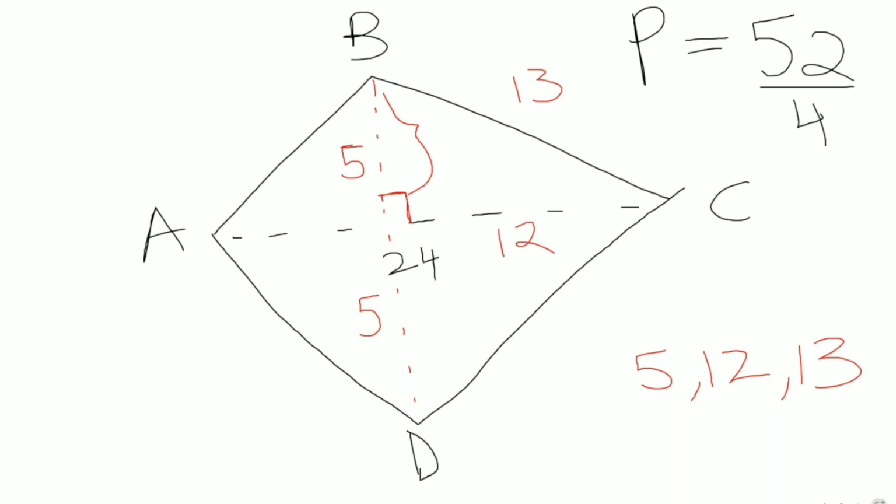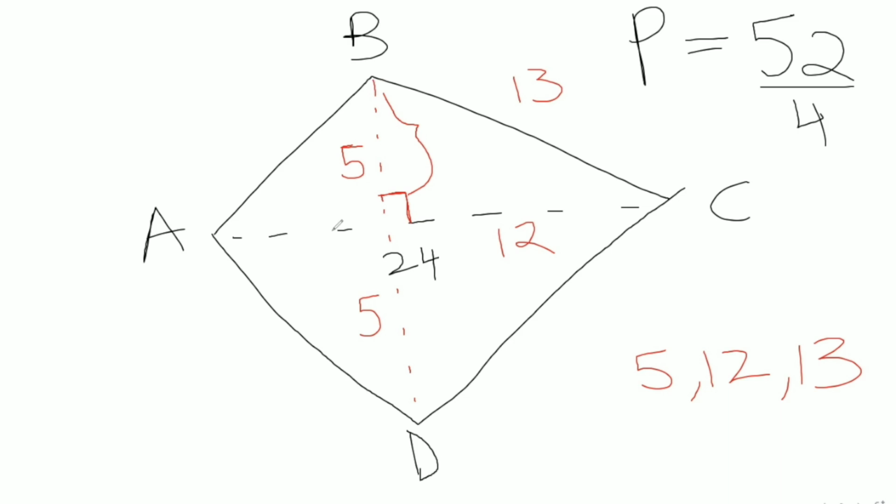Now an important thing to remember is that the area of a rhombus is 1/2 the product of both diagonals. So d1 times d2 divided by 2. Now we have the length of both diagonals. The length of diagonal AC is 24. The length of diagonal BD is 5 plus 5, 10.